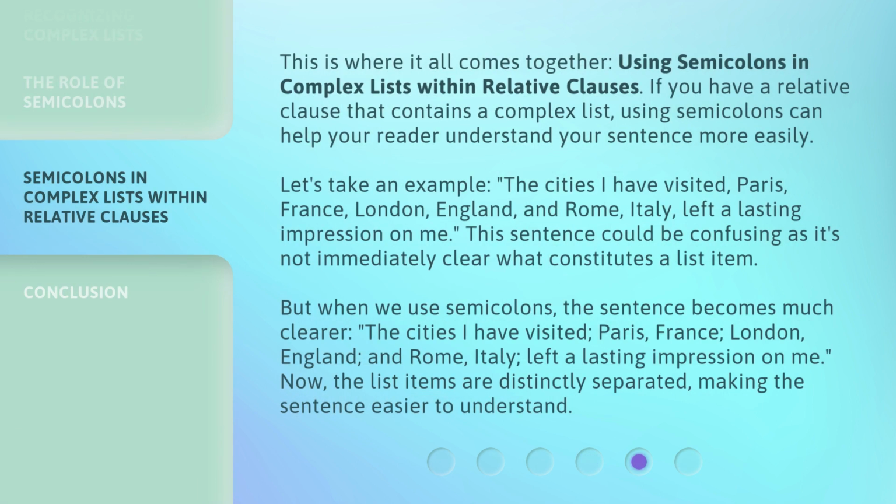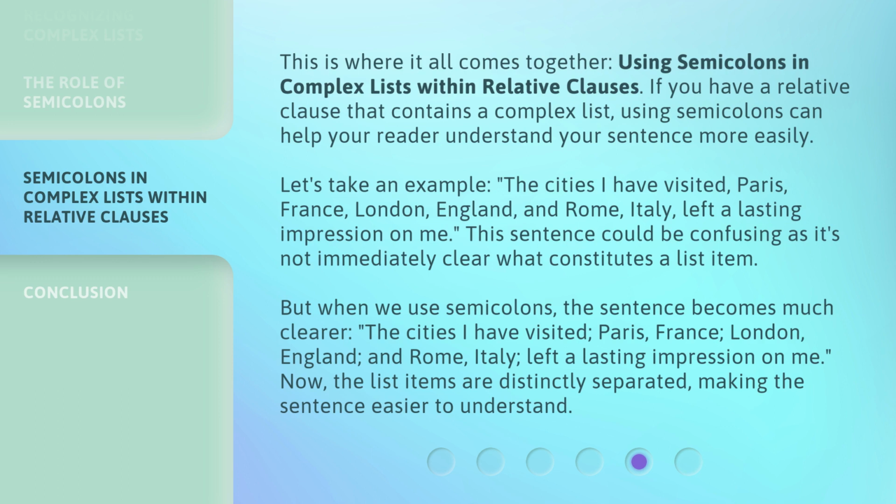This is where it all comes together. Using semicolons in complex lists within relative clauses. If you have a relative clause that contains a complex list, using semicolons can help your reader understand your sentence more easily. Let's take an example. The cities I have visited, Paris, France, London, England, and Rome, Italy, left a lasting impression on me.